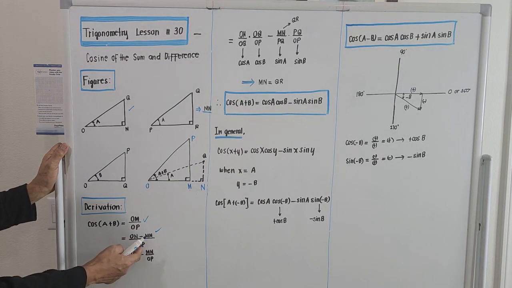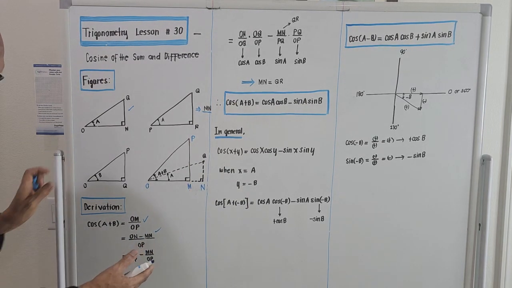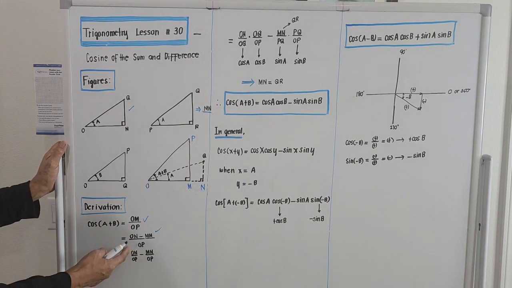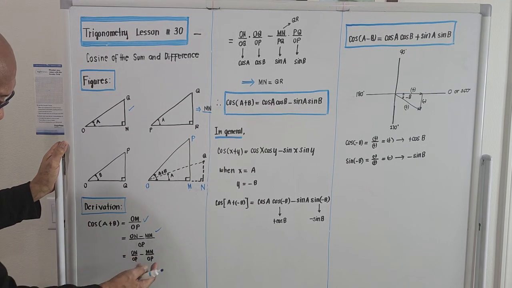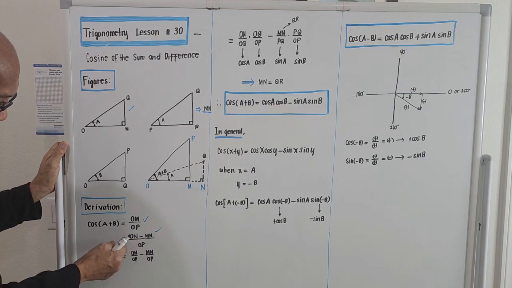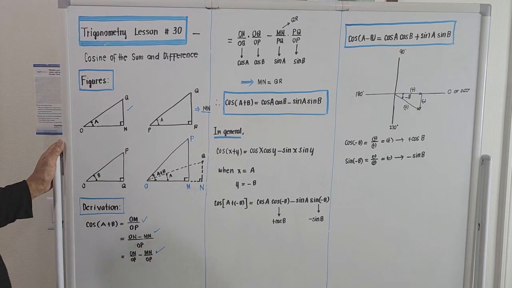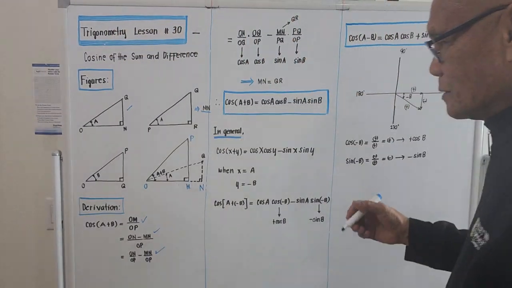This is still over OP. There are two numerators with a single denominator, so we could distribute the single denominator. It will be ON over OP minus MN over OP. If we compress this, it is this, but if we expand it, this will be the expansion. Then we will do some algebraic manipulations.